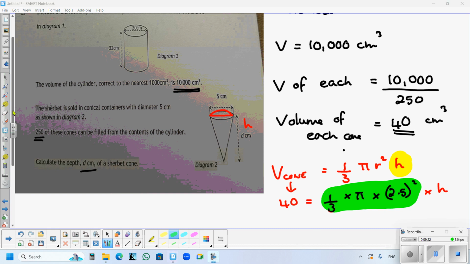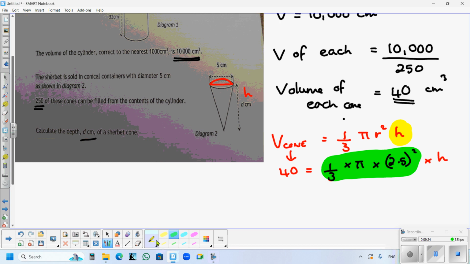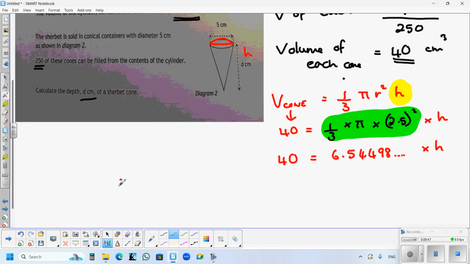So when I've put that into my calculator, this green part comes out to be 6.54498, etc. I'm going to stick it into this formula. So the green bit turned out to be 6.54498. It's a whole big number, okay? And that's multiplied by h. So I want h, I'll read it round the other way. So 6.54498 multiplied by h is equal to 40.